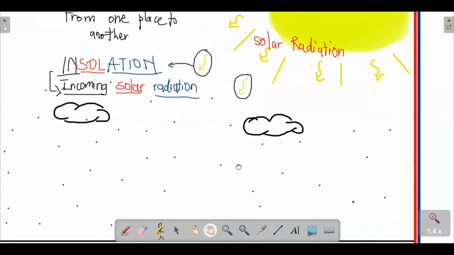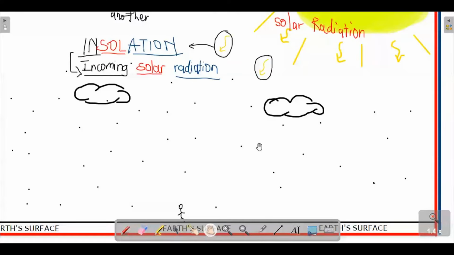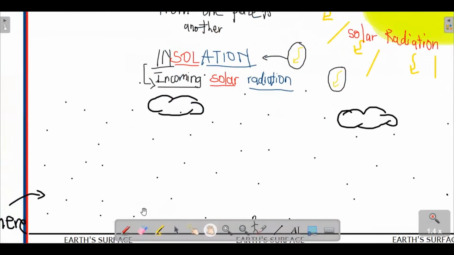Now, the atmosphere is made up of gases, right? We talked about gases. We said that most of the atmosphere is made up of nitrogen. Nitrogen makes up 78% of the atmosphere. Remember, the atmosphere is a layer of gases. And then oxygen makes up 21% of the atmosphere, and then you have the 1% of the other gases, right?